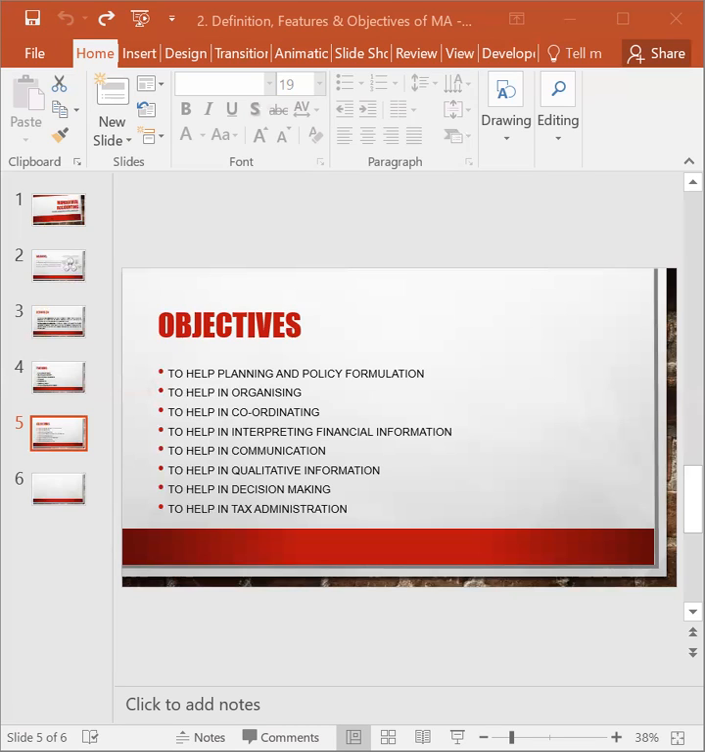It is helpful in communication. Management accounting helps in keeping the management fully informed about the latest position of the business, which is going to facilitate the management in taking timely and right decisions. The management is being kept informed through regular financial reports and performance analysis of various departments.